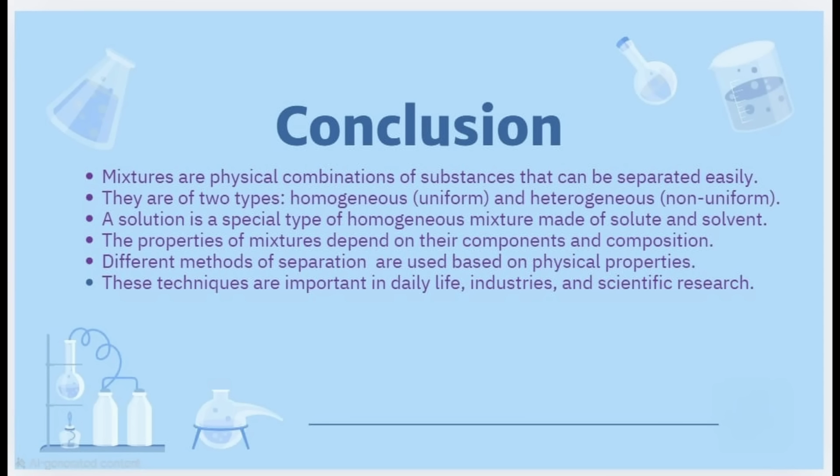Conclusion. Mixtures are physical combinations of substances that can be separated easily. They are of two types: homogeneous, uniform, and heterogeneous, non-uniform mixtures. A solution is a special type of homogeneous mixture made of solute and solvent. The properties of a mixture depend on their components and compositions.